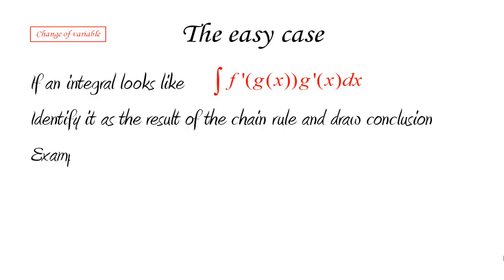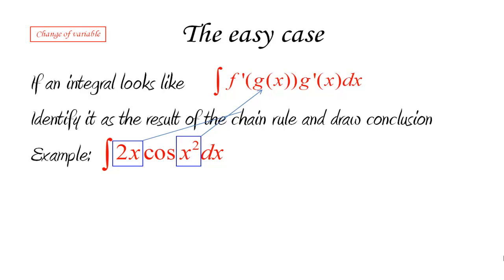Probably the best thing to do is to give an example. Let's say I ask you to integrate that particular function, 2x cosine of x squared. Well, here you might say, oh, wait a minute. I can see that the x squared is my g of x, the inside portion, and the 2x is just its derivative. 2x is the derivative of x squared. That leaves us with just the cosine, which of course is going to be our f prime.